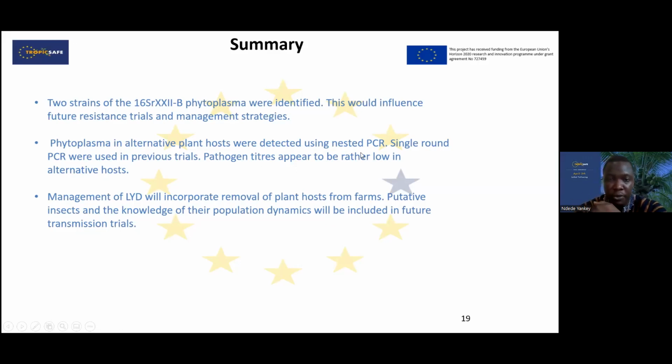In previous studies, we used single-run PCR, but in this study, it was nested PCR that we used to detect the phytoplasma. It therefore suggests that the titers of the phytoplasma in alternative host plants will be very, very minimal, because in coconuts, the phytoplasma is readily amplified using single-run PCR. And for the alternative host plants that we have identified, we'll incorporate them into our disease management strategy. And the knowledge we have generated from the population dynamics studies will influence how we conduct our transmission trials in future.